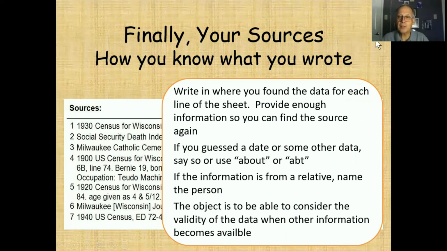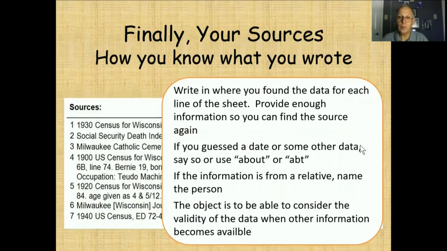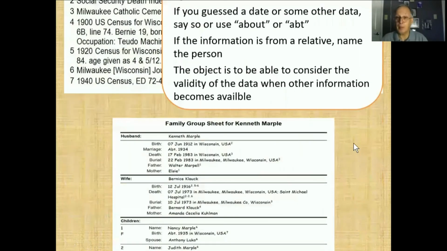If you guessed at a date or some other data, say so, or use about or ABT as the abbreviation. If the information is from a relative, name the person. Then you can have a family tree that you have no sources for, but you got from Aunt Ella. And then you know you need to go about actually finding those people in the records. The object is to be able to consider the validity of the data when other information becomes available. And it will be, and it may be convincing, and it may be wrong.